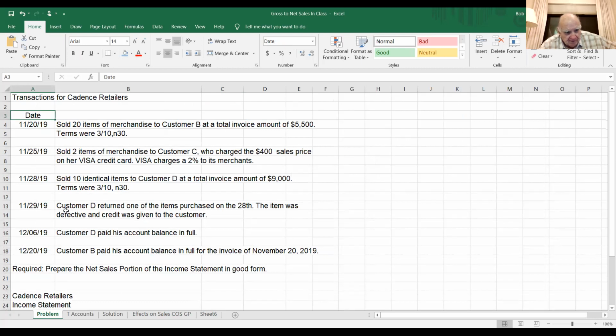Then that same guy paid us his balance in full. Well, when did we sell to this fellow? We sold to customer D on the 28th, and he's paying us on December 6th. Is he entitled to take that discount? Yes, of course, because it's within the 10-day time frame. If this was 3% 5, then that would be no good. So we gave him 10 days to pay, and he paid us.